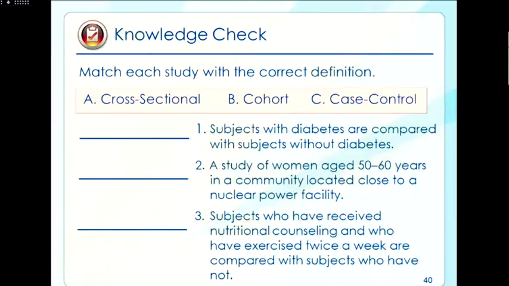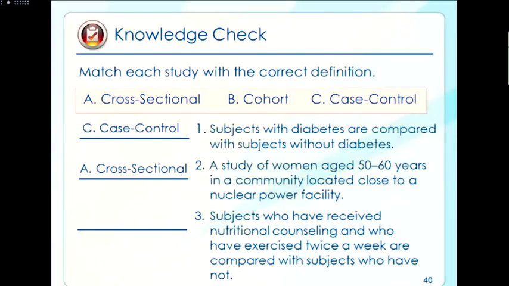Examine the terms on the slide and match each study with the correct case definition. Study 1. Subjects with diabetes are compared with subjects without diabetes. This is C, a case control study. A study of women aged 50 to 60 years in a community located close to a nuclear power facility is what kind of study? This is A, a cross-sectional study.